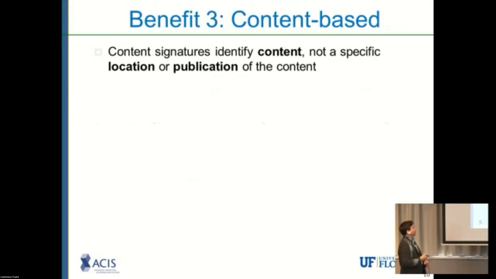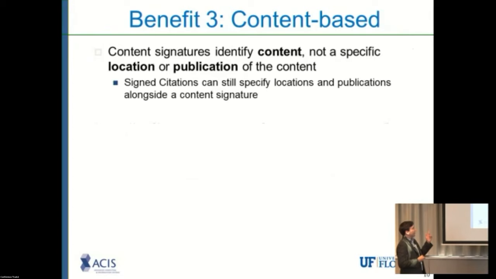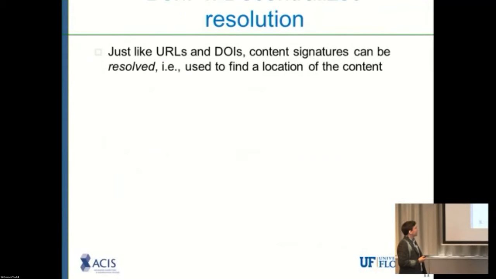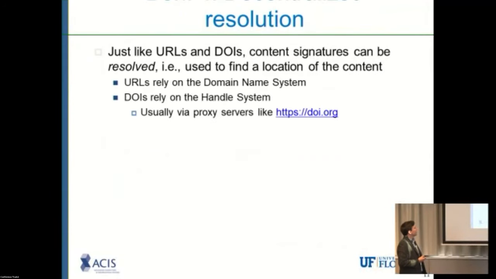I'll have to speed through these quickly. They're content-based, so the location of the thing doesn't matter. If somebody says they got this image from mcz.harvard.edu, which is where we did get it from, and then I find that the image is also in Zenodo, that content signature will cite both of them, even if the Zenodo record didn't exist yet when I first made the citation. And I have to skip a little bit.